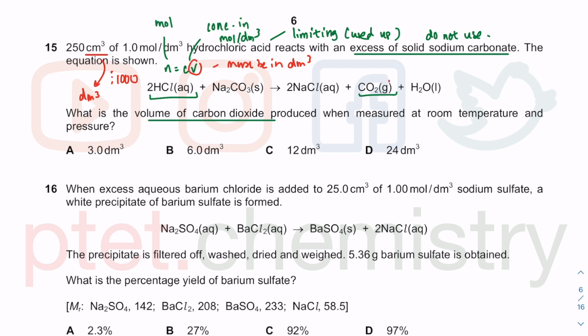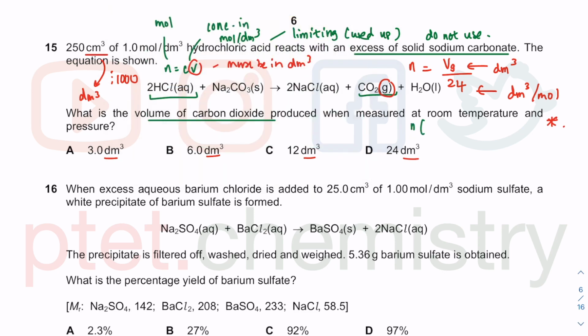This carbon dioxide is a gas, so really we have to use mole equal to volume of gas over 24, and this volume of gas must be in dm cube, because at the bottom of the periodic table it says dm cube, 24 dm cube for 1 mole of any gas at room temperature and pressure as stated in this particular question. I'm going to set up my all-in-one mole ratio.